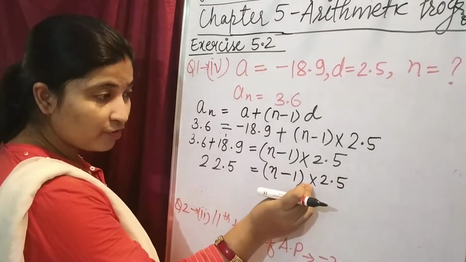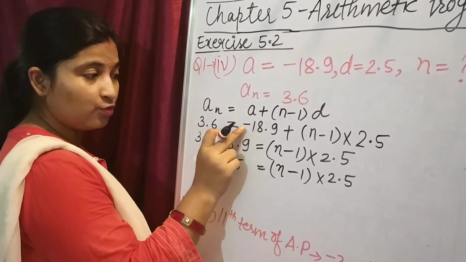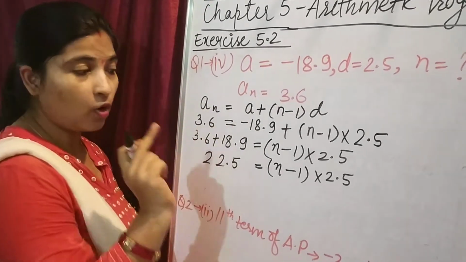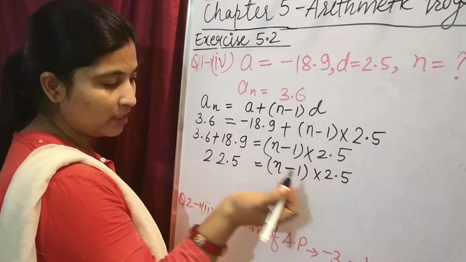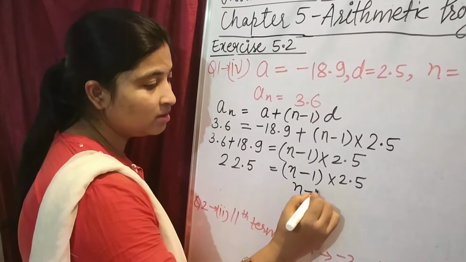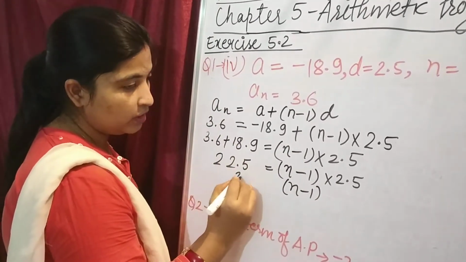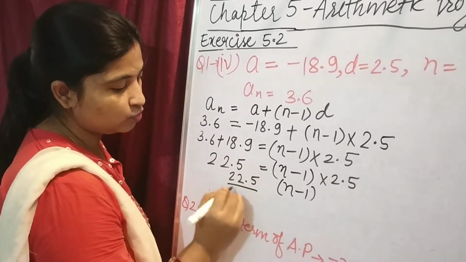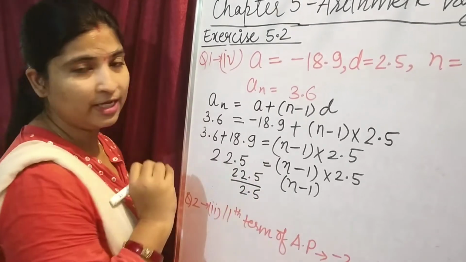Now this 2.5 is in multiply. Here it was in minus, so this side it has gone in plus. Now here 2.5 is in multiply, so this side it will go in divide. So 22.5 divided by 2.5.